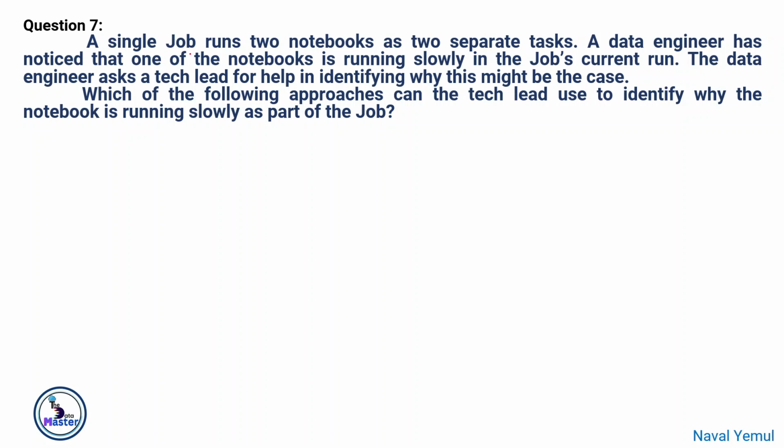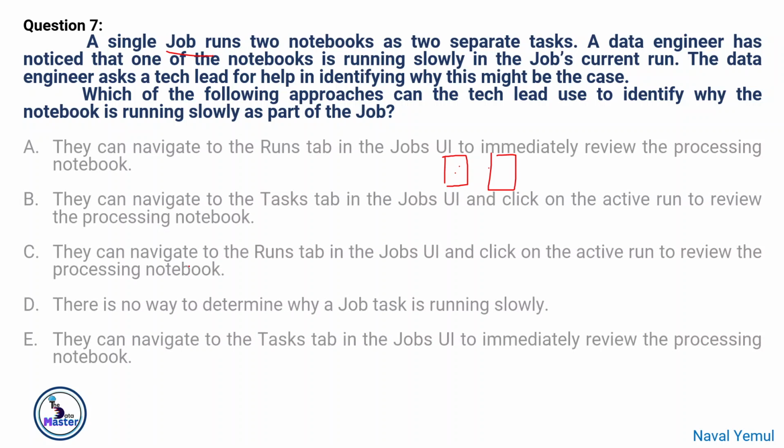Next question. A single job runs two notebooks. Okay, cool. So there is a single job that runs two notebooks as two separate tasks. Within a job, as I've told you in the workflows, we have two different tasks here, and within the two separate tasks, there are two different notebooks. A data engineer has noticed that one of the notebooks is running very slow. So let us assume that it is running slow in a job's current run. The data engineer asked the tech lead for help in identifying why this might be the case. Which of the following approaches can the tech lead use to identify why the notebook is running slow as part of the job? Let us look at the options here, guys.